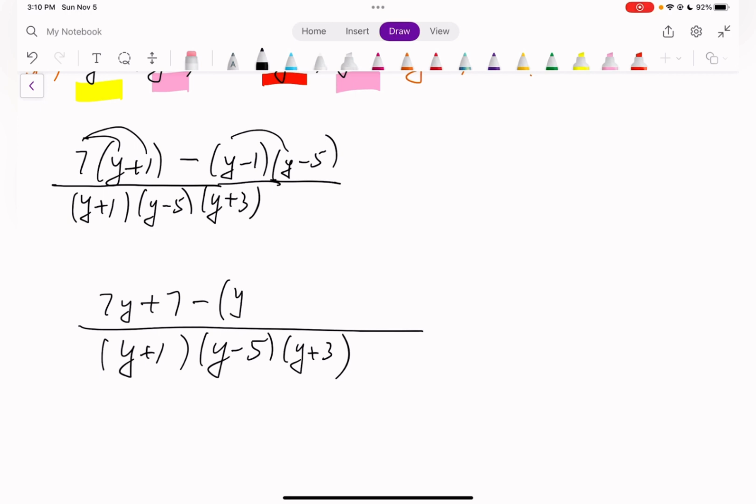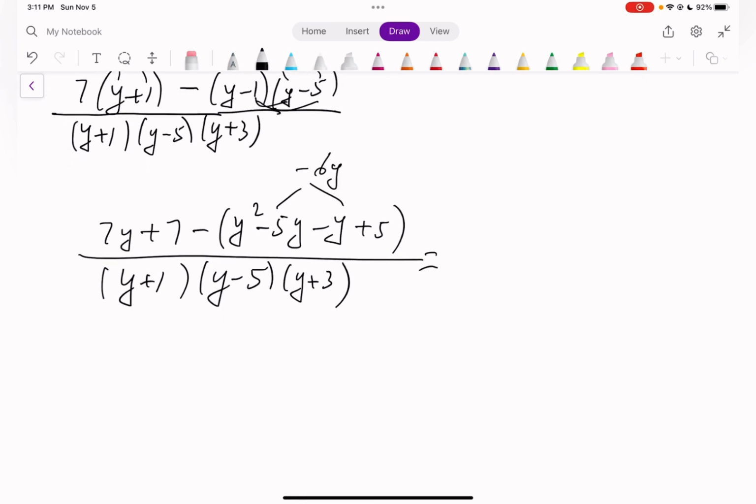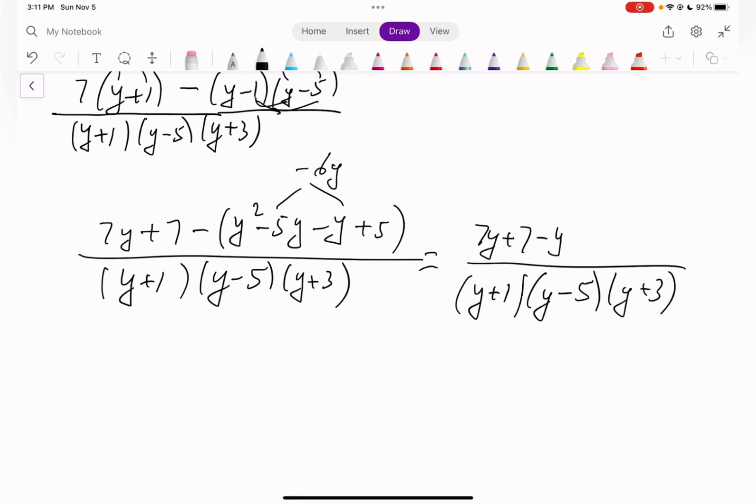This is going to be y squared, y times negative 5 is negative 5y, negative 1 times y is negative y, negative 1 times negative 5 is plus 5. Okay, I'm going to put this as negative 6y. Okay, and let me open parentheses. And I'm getting 7y plus 7 minus y squared plus 6y and minus 5. Because we have a negative sign, we are flipping every single sign in the parentheses.